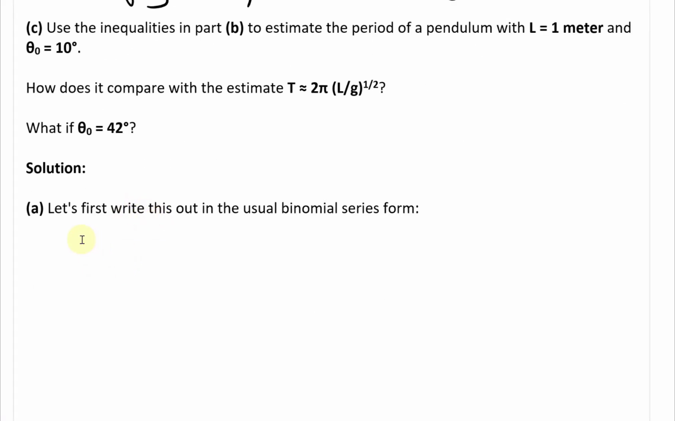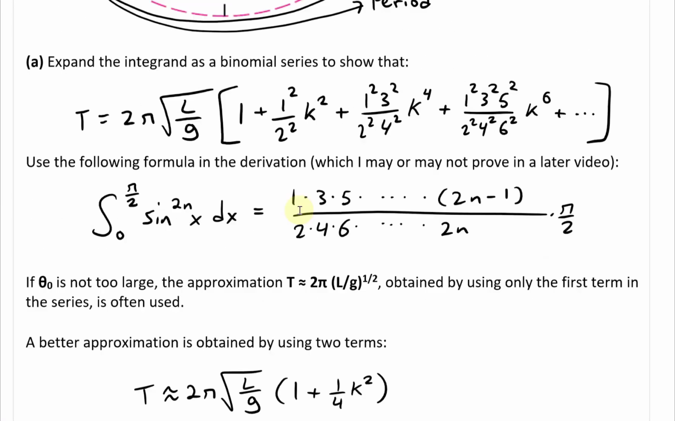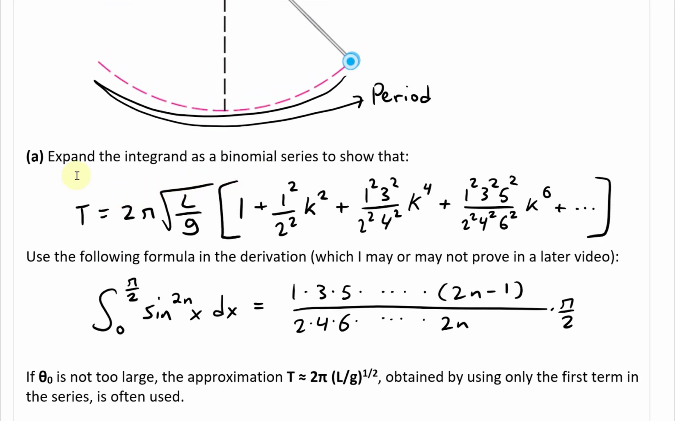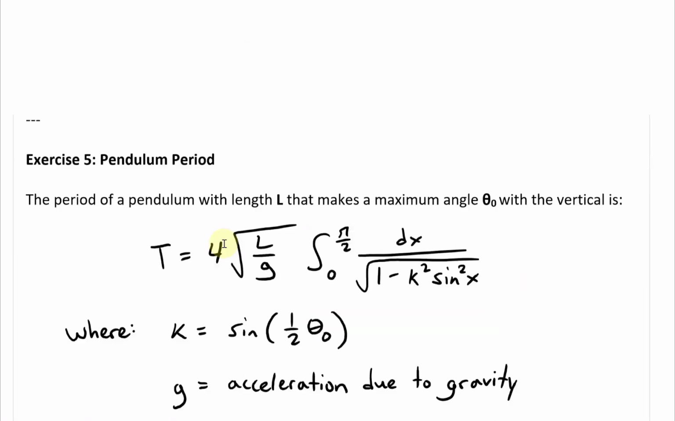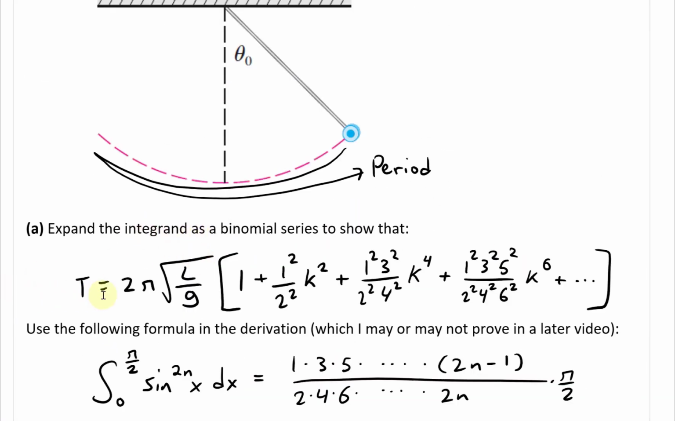Let's just do it one step at a time. So let's look at part A. Let's first write this out in the usual binomial series form. So we want to expand this integrand as a binomial series to show that T equals this.